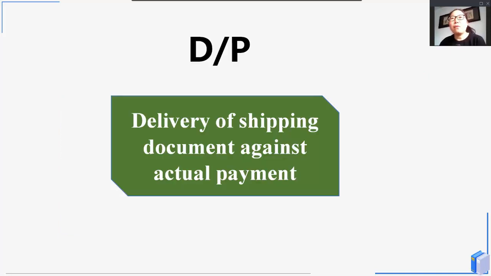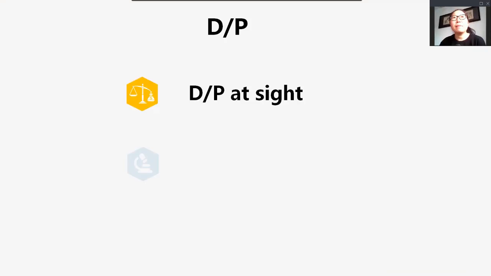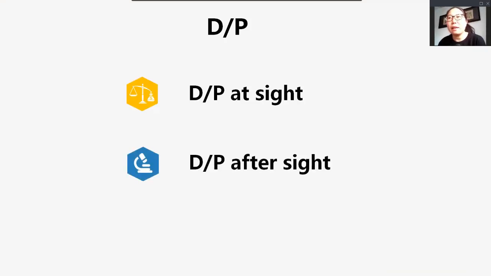DP calls for delivery of shipping documents against actual payment. According to the time of making payment, DP can be divided into two kinds: DP at sight and DP after sight. 即期付款交单和远期付款交单。DP at sight requires immediate payment by the importer to get hold of documents, and in DP after sight the importer is given a certain period to make payment at 30, 45, or 60 days after presentation of the documents, but he is not allowed to get hold of the documents until he pays.